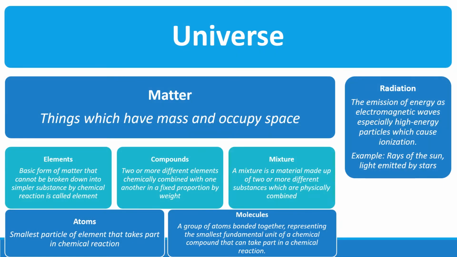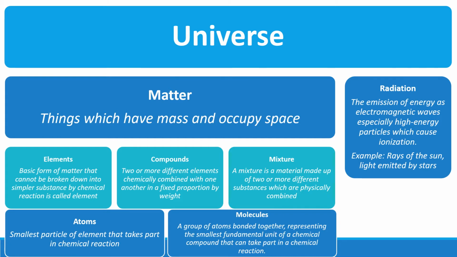The universe consists of matter and radiation. What is matter? The air we breathe, the food we eat, plants, animals, stones, clouds, stars, even a small drop of water or a particle of sun, everything is matter. So we can define matter as things which have mass and occupy space. Radiation: you know very well the rays of the sun, light emitted by the stars. So the universe consists of matter and radiation.